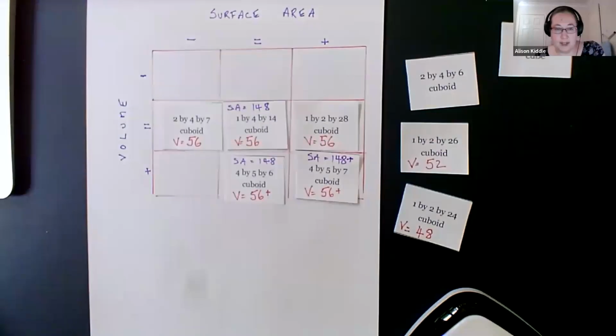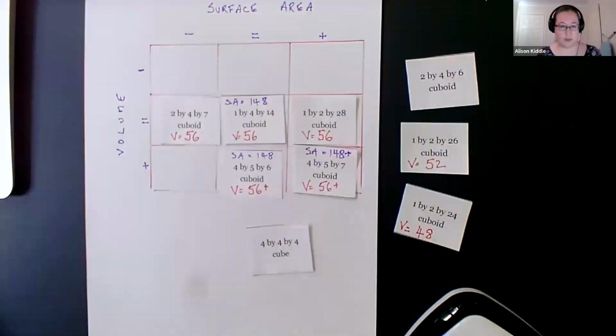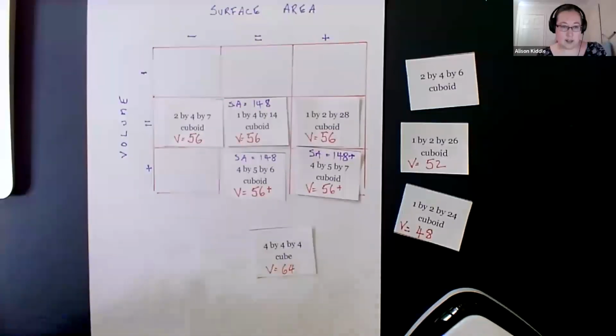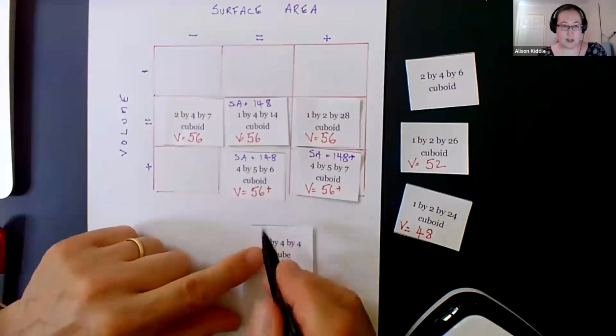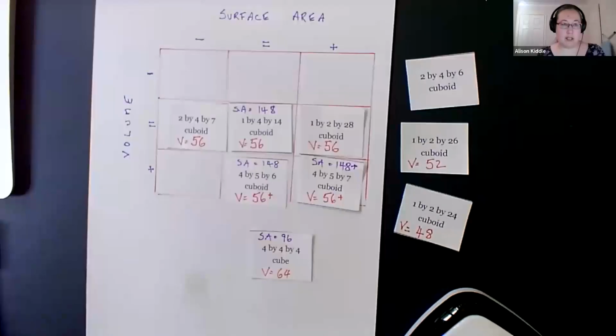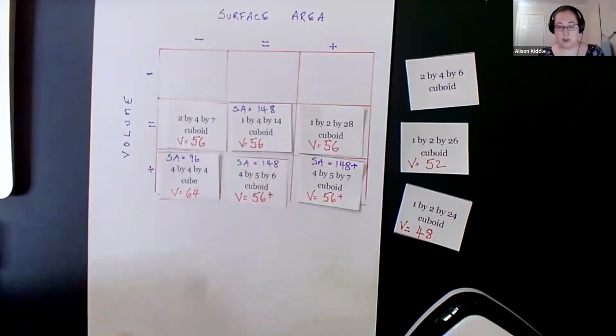Yes, good. A 4x4x4 cube is going to be really easy to work out the surface area of, because it's going to be 16 times 6, which is, which one are you looking at? The 4x4x4 cube. Sorry, yes. So the volume is going to be 64 because it's 4 times 4 times 4, and the surface area is going to be 96 because it's 4x4 times 6 faces. So it's got a bigger volume than the middle row, so it needs to go on the bottom row, but it's got a smaller surface area than the other ones in that row. So it goes in the bottom left.